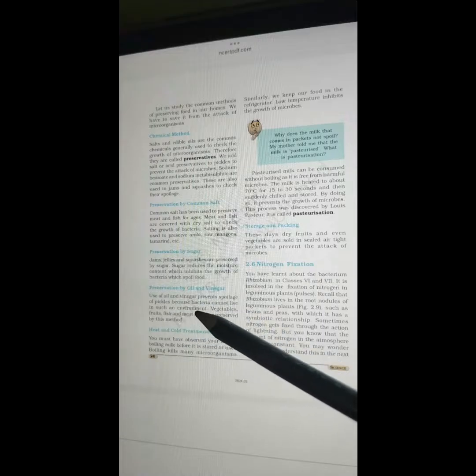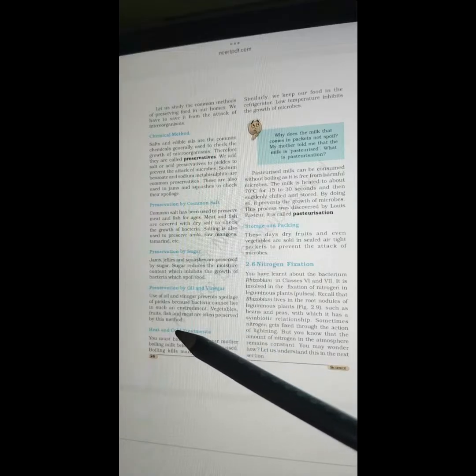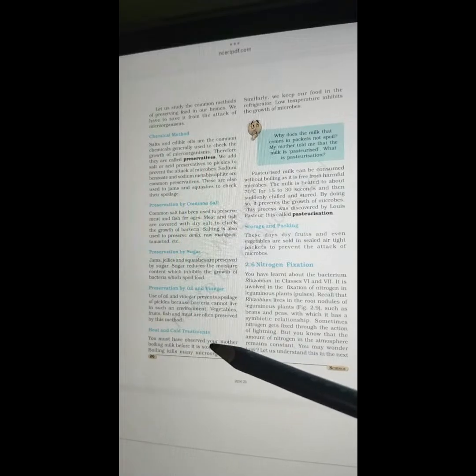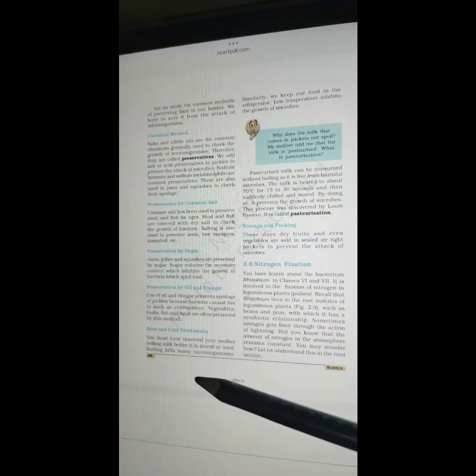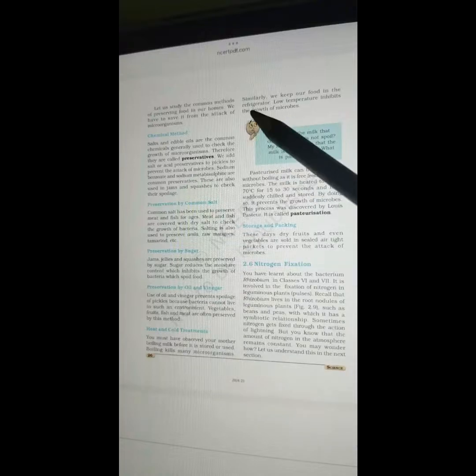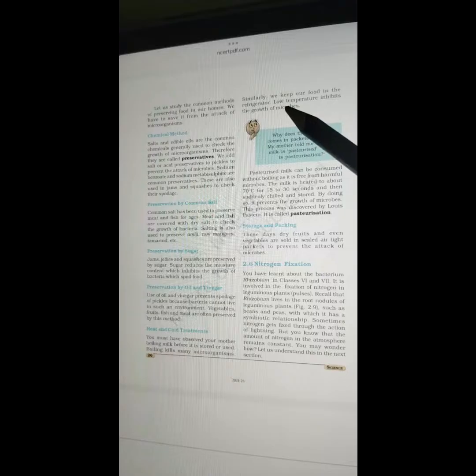Use of oil and vinegar prevents spoilage of pickles because bacteria cannot live in such an environment. Vegetables, fruits, fish, and meat are often preserved by this method. Heat and cold treatments. You must have observed your mother boiling milk before it is stored or used. Boiling kills many microorganisms. Similarly, we keep our food in the refrigerator. Low temperature inhibits the growth of microbes.